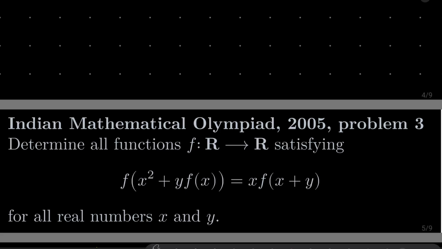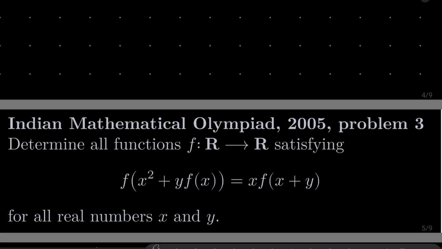Hello friends, in this video I'd like to solve the following problem from the Indian Mathematical Olympiad 2005, problem number 3. We wish to find all functions f from the set of real numbers into itself, satisfying the following equation: f of x squared plus y f of x equals x times f of x plus y, for all real numbers x and y. It's a beautiful functional equation from India, but it is a bit complicated, so stick with me.